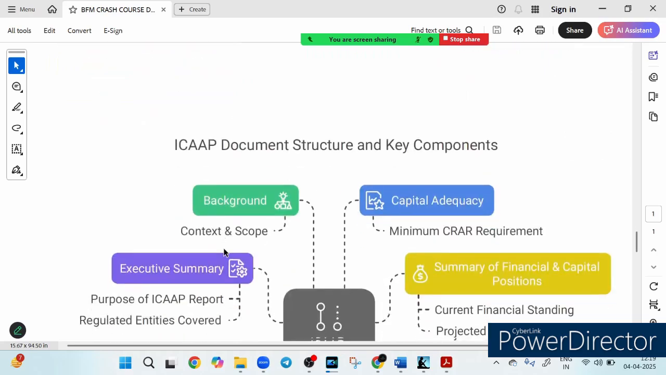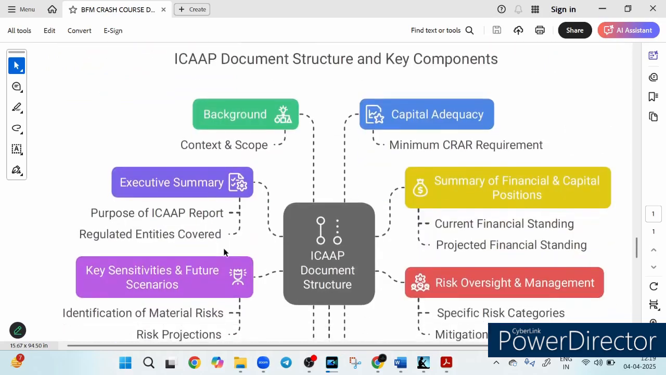Now let's look at ICAAP document structure. What kind of documents are included in it? So understanding ICAAP, that is internal capital adequacy assessment process, is essential for ensuring financial stability in bank. But how do we document and structure the ICAAP process? Let's explore the ICAAP document structure and its key component.